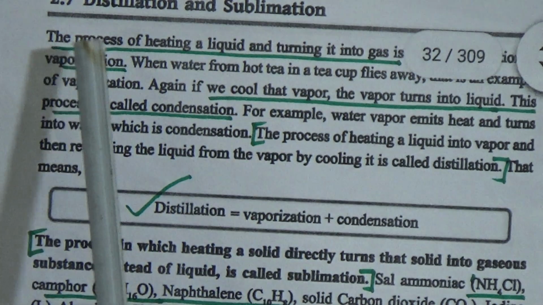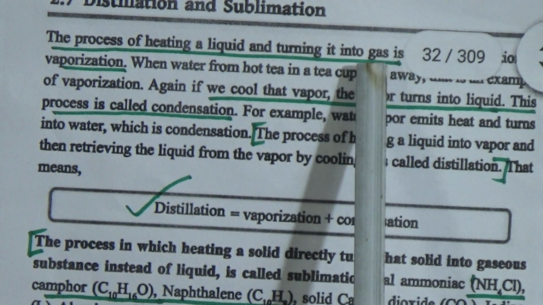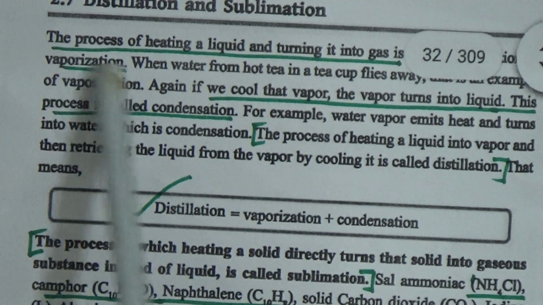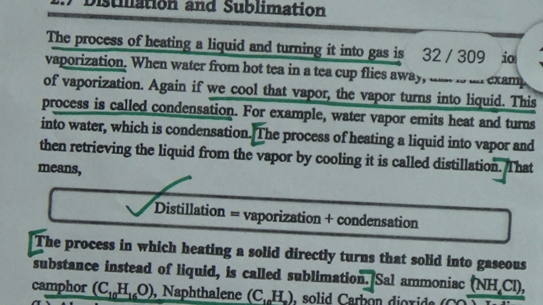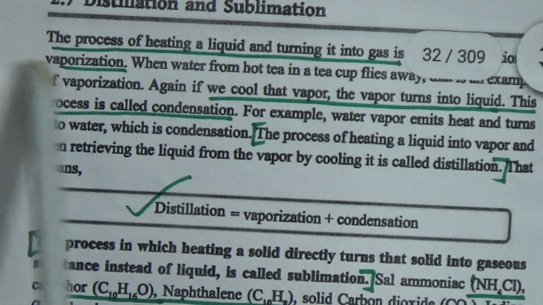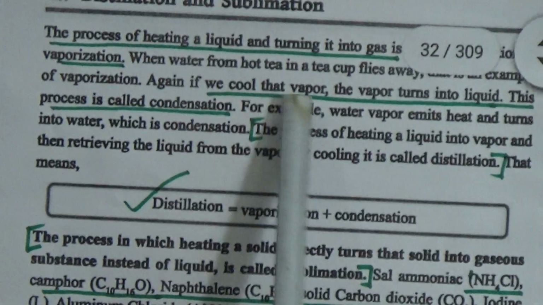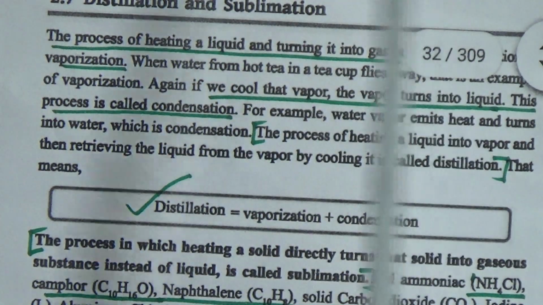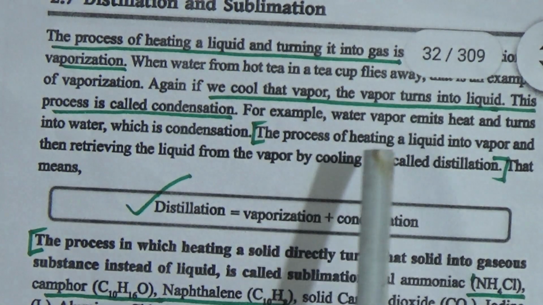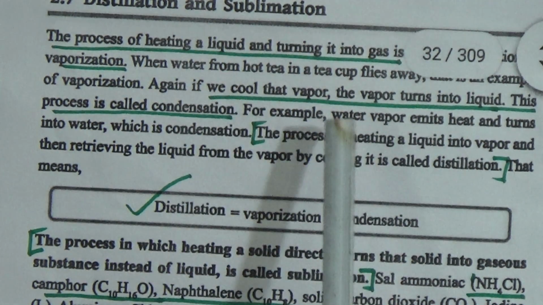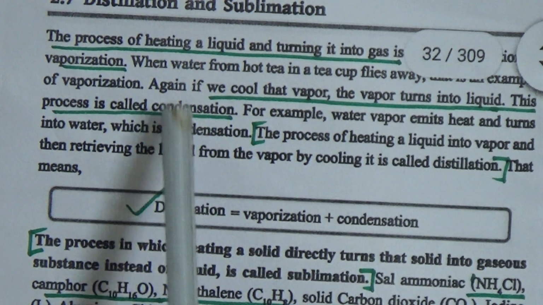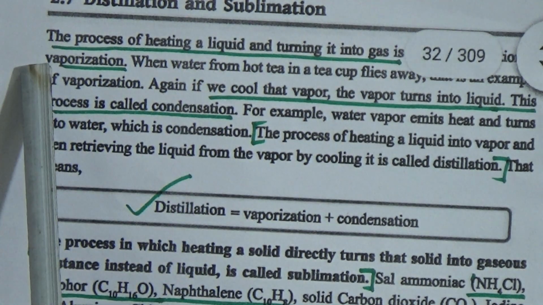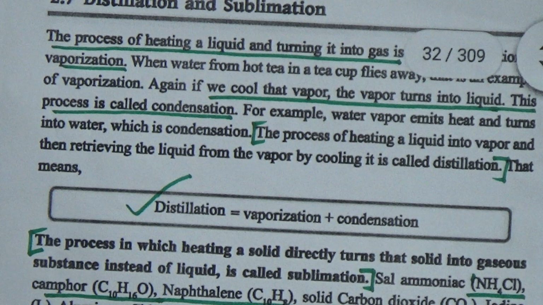If we provide heat to water, then at 100 degrees Celsius temperature it turns to vapor, that is known as vaporization. And if we cool down that vapor up to 100 degrees Celsius temperature, it will turn to liquid water, that is known as condensation. And vaporization and condensation are commonly known as distillation. And what is sublimation?